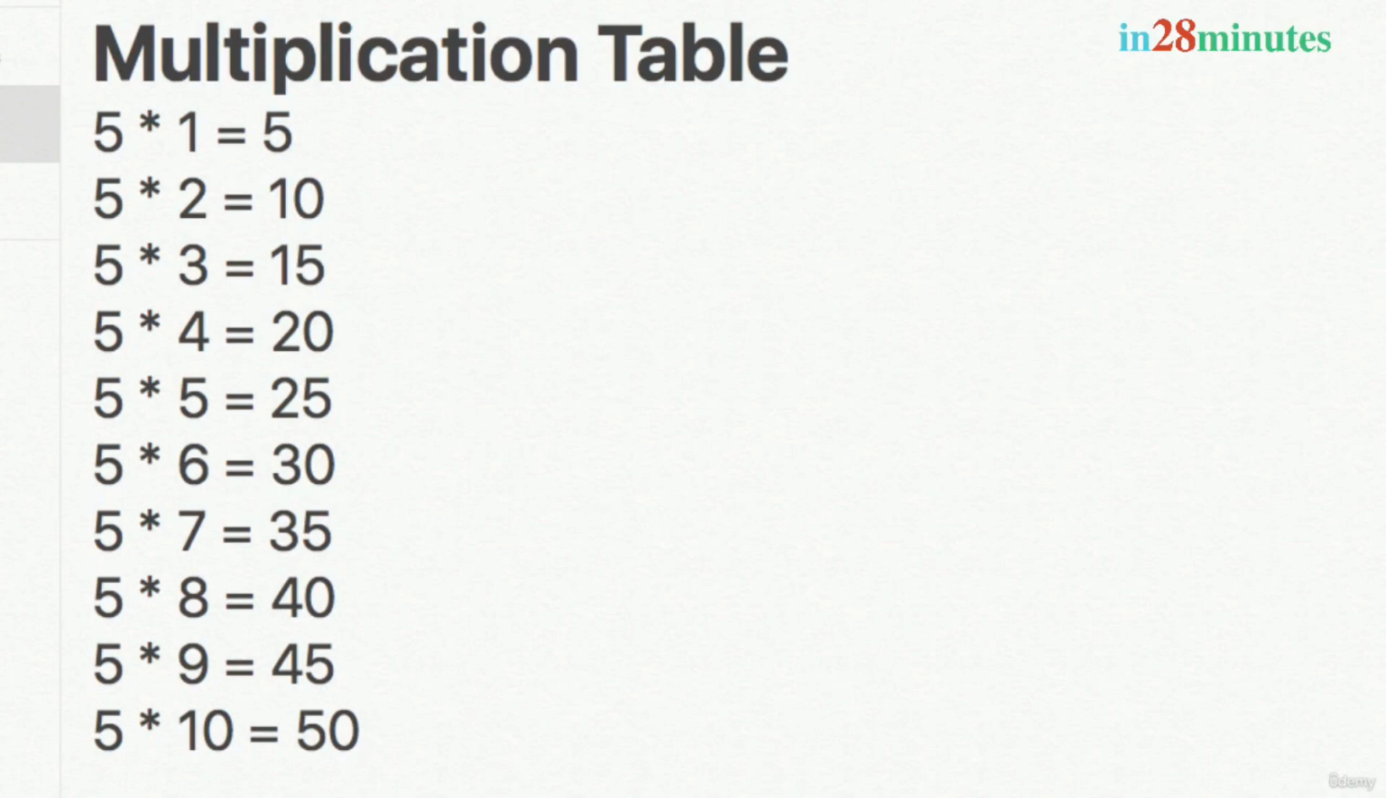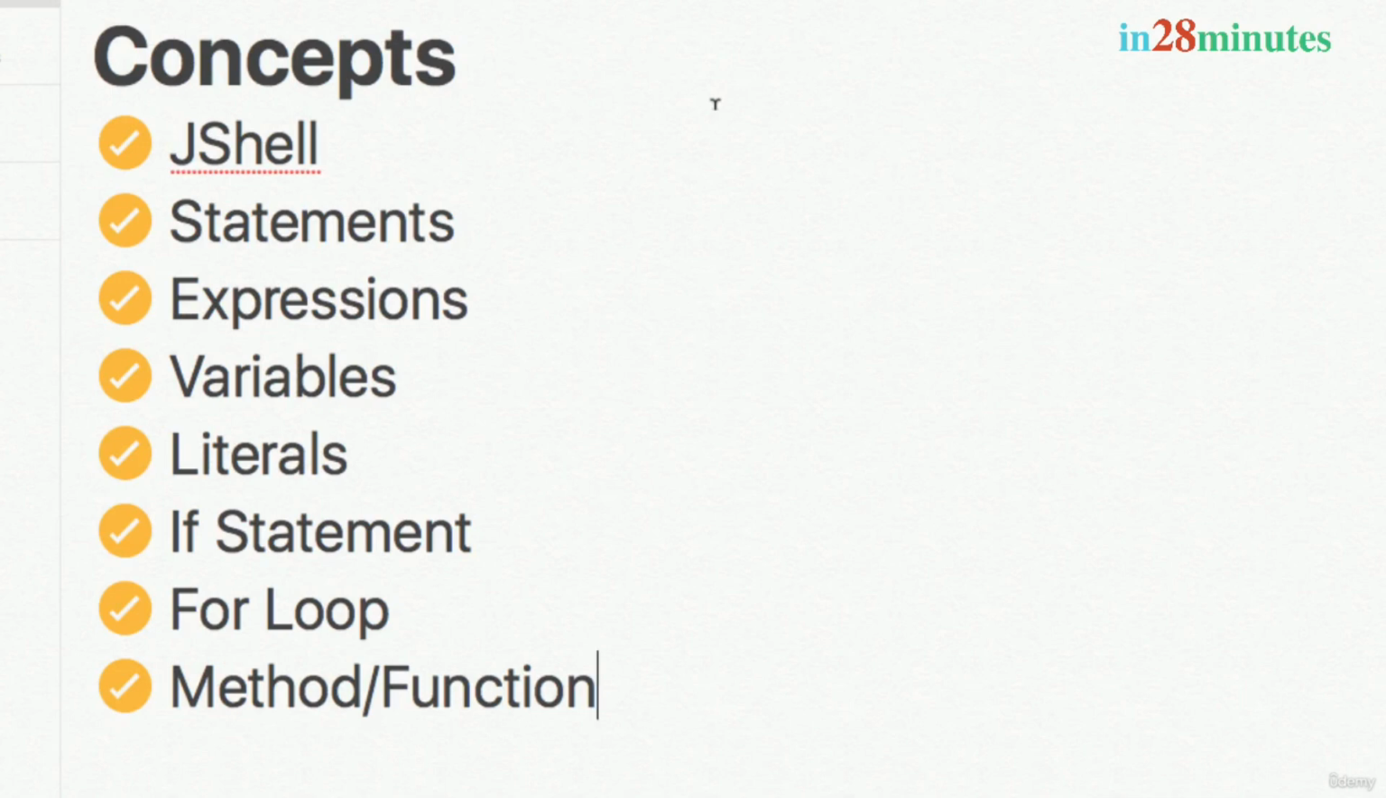So this is the challenge, and what are the important concepts that we would need to solve this? Here are some of the important concepts that we would be using to solve this specific problem. We would be using Jshell, which is a Java REPL. We'll talk about Jshell a little later when we are introducing it to you. We would learn about what is a statement, expression. We would learn about variables, and we would also learn about if statement, for loop, methods, or functions. Those are all the concepts that you would learn while we are attempting to solve the multiplication table problem. All these concepts would be introduced to you one by one as we go step by step solving the challenge.